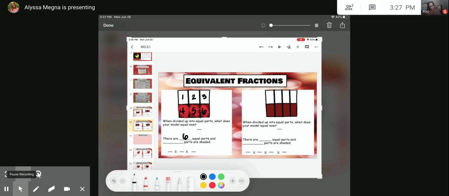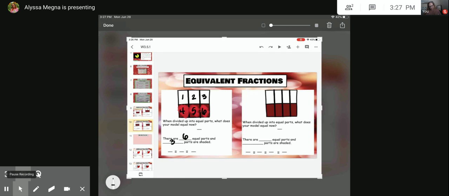All right, so our answer, 6 parts is our denominator. That's our total amount, and 3 of those are shaded. At the bottom, we started with 1/2. On the last slide, we said that 1/2 was equal or equivalent to 2/4. And now we're saying that both of those fractions are equivalent or equal to 3/6. All right, one more to go.